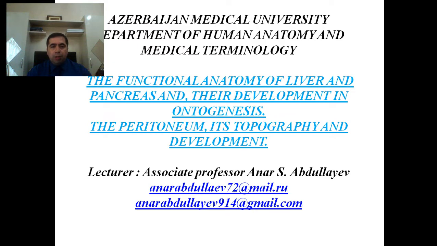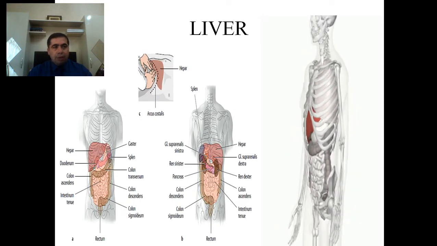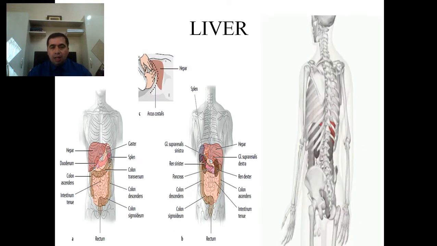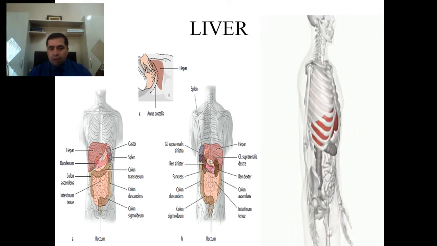Also, I'll talk about the peritoneum, its topography and development. I prepared the plan for easy explanation to you. The liver, or hepar, is the largest gland of the human organism. It takes part in many processes.